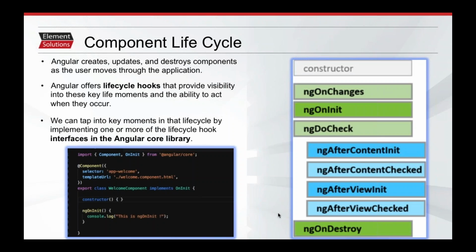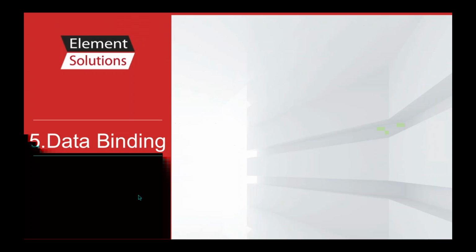If I need the control of ngOnInit, I need to import the OnInit interface from the core, and I just need to implement it in my component class, implements OnInit, and there is a method ngOnInit. That's it. Within that method, I can write my piece of logic. In this example, I just printed a log statement, but we can do whatever we want to. So this is how we can get control of the life cycle phases of each component.